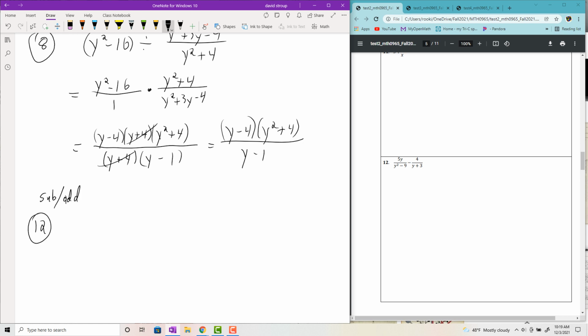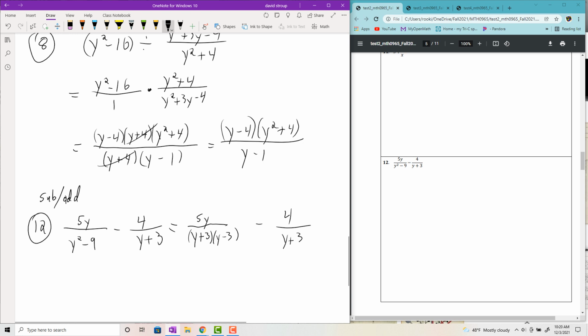Let's try number 12. So I have 5y all over y squared minus 9 minus 4 all over y plus 3. Okay, so in that first denominator, I want to factor it, kind of look under the hood and see what I'm dealing with, right? So y squared minus 9 is y plus 3 times y minus 3. And then I have minus 4 all over y plus 3. Okay, I want both denominators to look the same. So that second denominator is clearly missing a factor of y minus 3. So I need to multiply top and bottom of it by y minus 3.